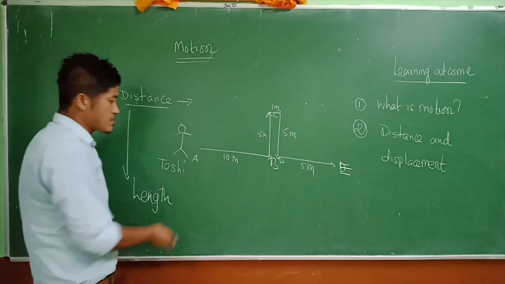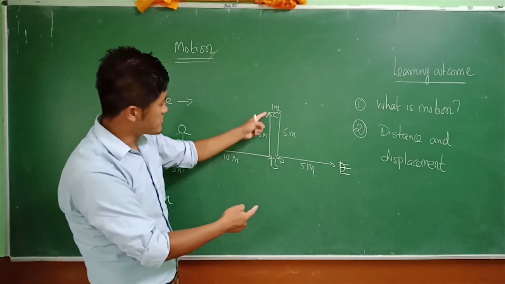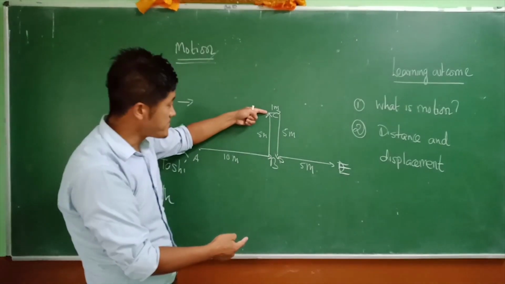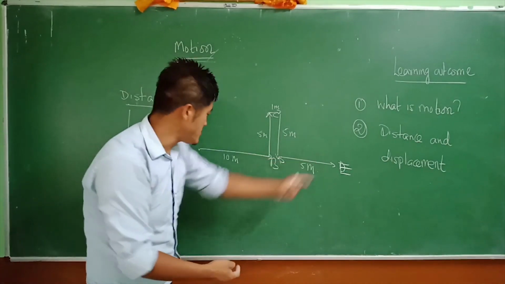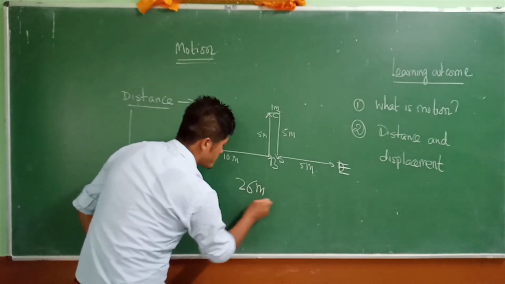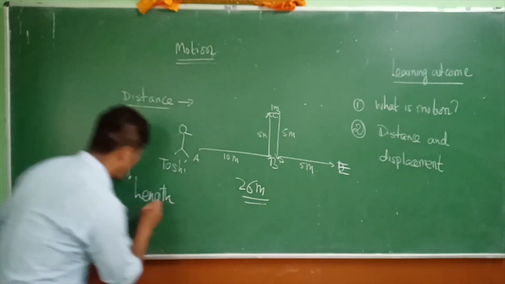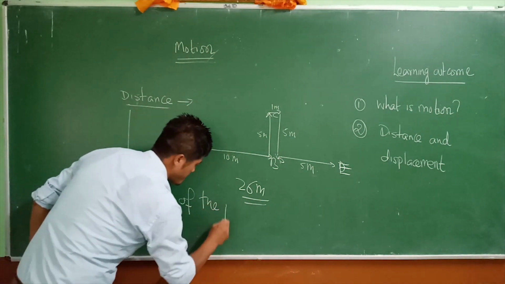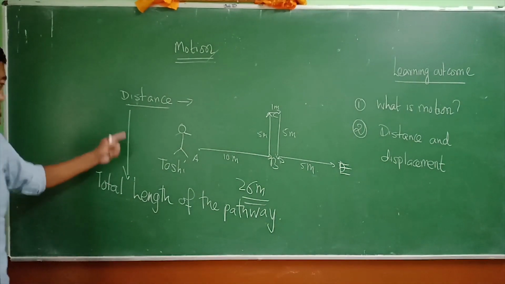For example, listen here. Tashi covered from A to B, that means he covered 10 meter. Then he went over here, that is 1 meter on top, that is C. 10 plus 5 is 15, and 15 plus 1 is 16, plus 5 is 21, 21 plus 5 is 26. So the total distance traveled by Tashi is 26 meter. This is how we calculate distance. So what is distance? It is the total length of the pathway.